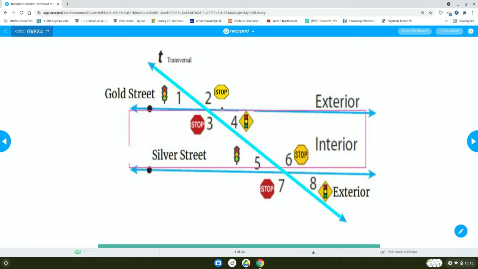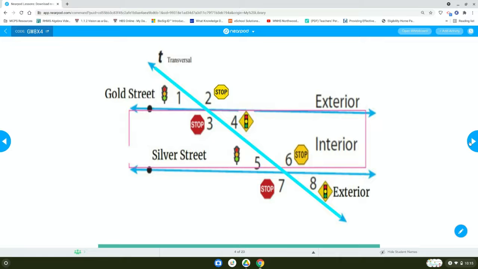So today you're going to hear me say that angle 2 is congruent to angle 3. They are both stop signs. So this will help you get it. The analogy is stop signs equal stop signs. Those two are congruent angles. Traffic light equals traffic light. Those two are congruent angles. But you don't want to say that a stop sign is going to be congruent to a traffic light. No.